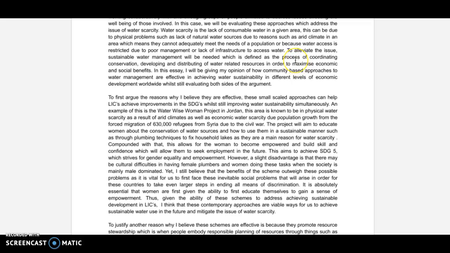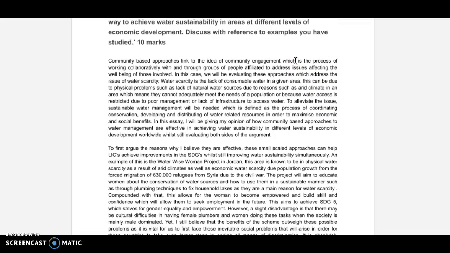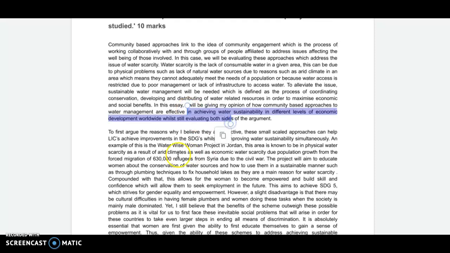Okay, so then I'm saying to alleviate the issue, sustainable water management will be needed, which is defined as this. So again, defining. Then I'm saying in this essay, I'll be giving my opinion of how community-based approaches to water management are effective in achieving water sustainability in different levels of economic development worldwide, while still evaluating both sides of the argument. So I'm saying I'm going to evaluate, I'm giving my opinion. You know what I mean? Make sure that you just say that in the beginning and it'll make it easier, and it gives you already that tone of evaluating.